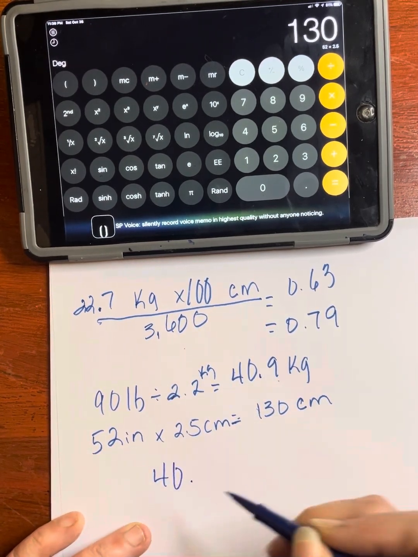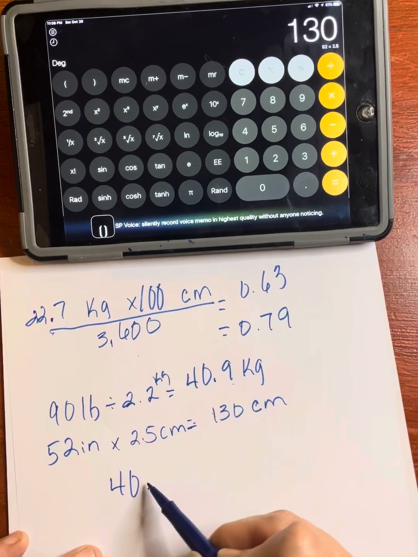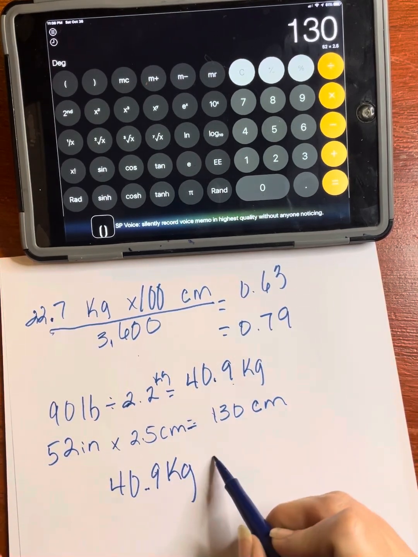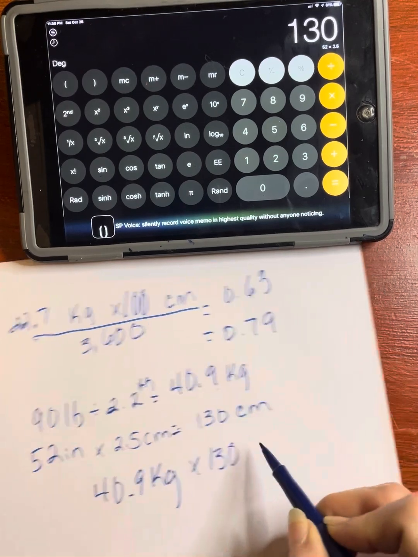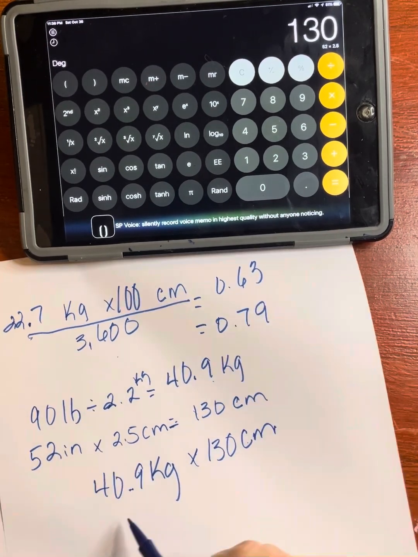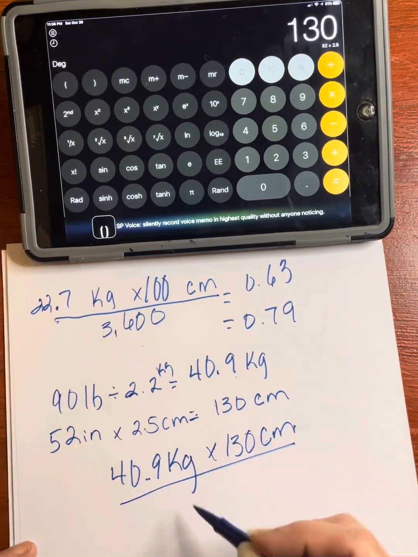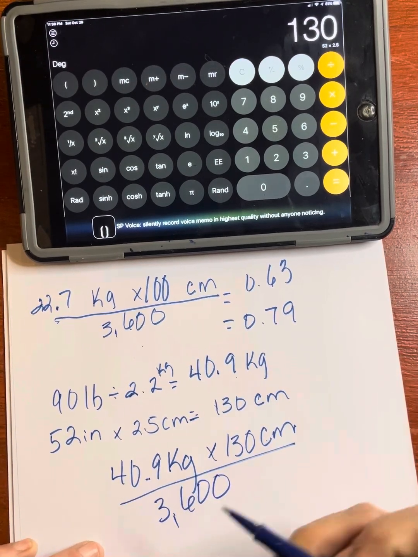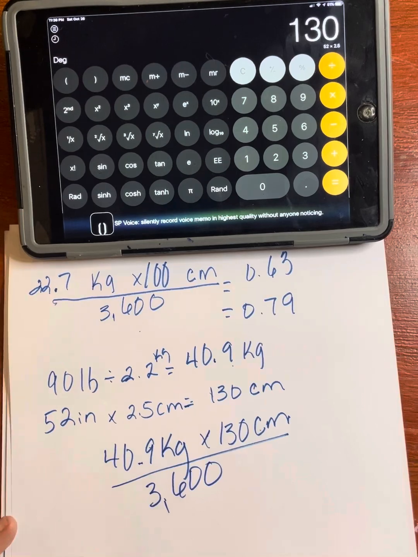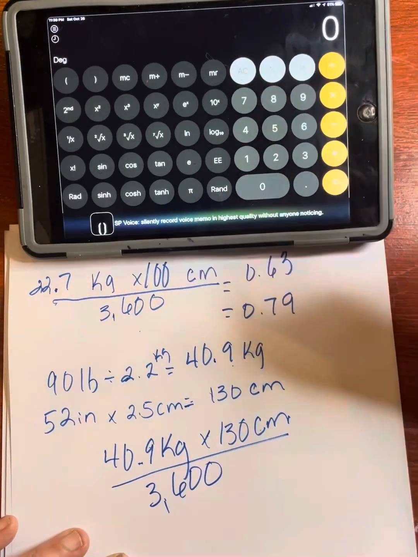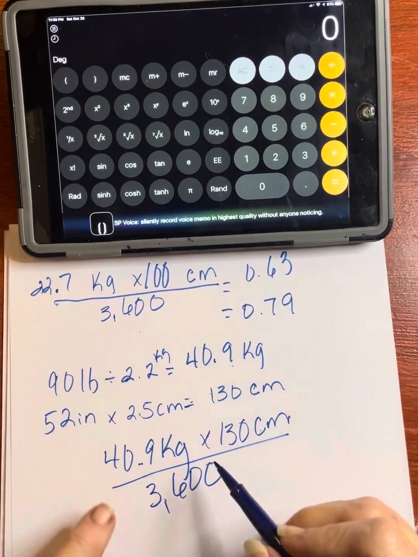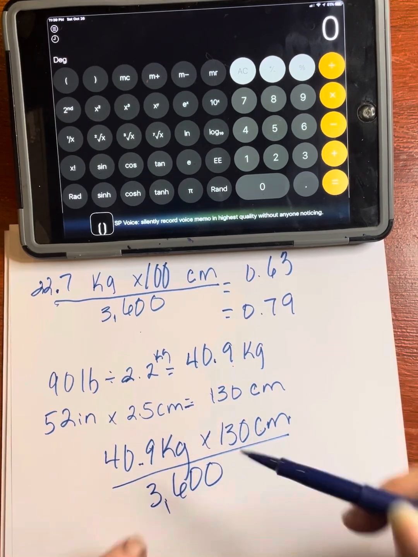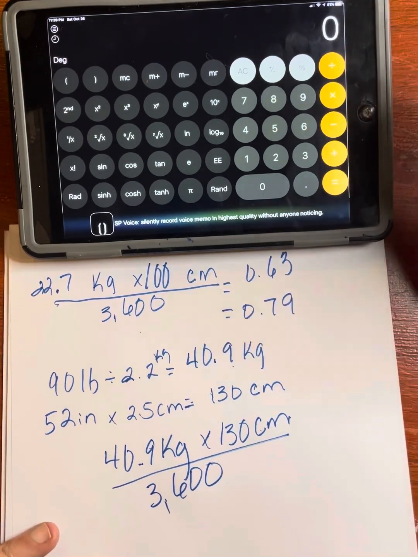And then we're going to set our problem up. It's 40.9 kilograms times 130 centimeters. That number that we have to burn right next to the other one, 3,600. And then we're going to do the math. We're going to do all the math on the top and divide it by that on the bottom. So come with me.